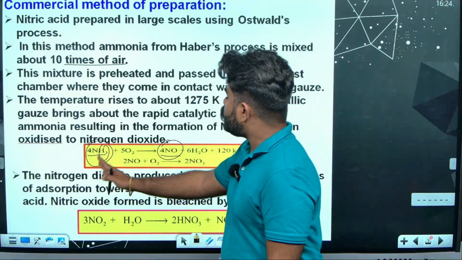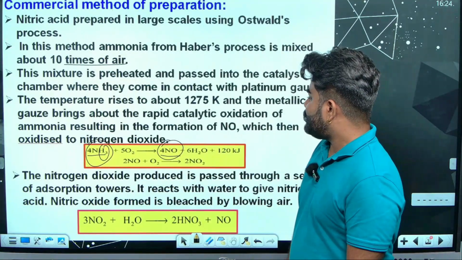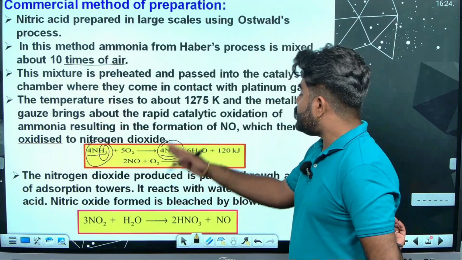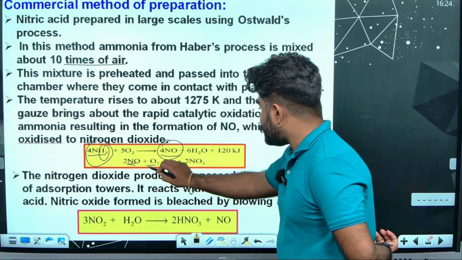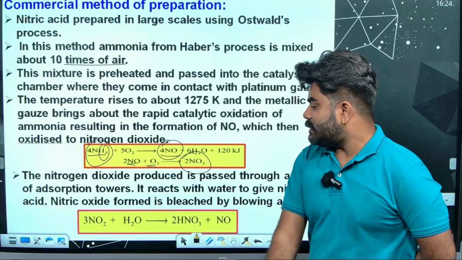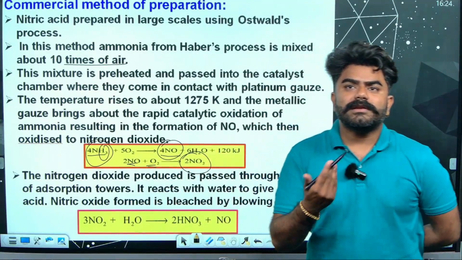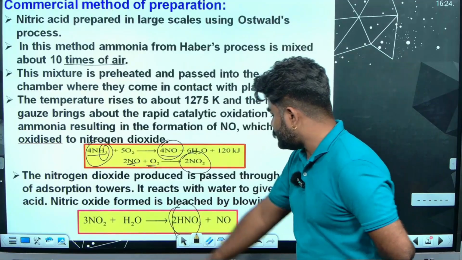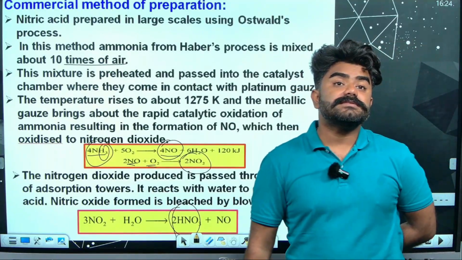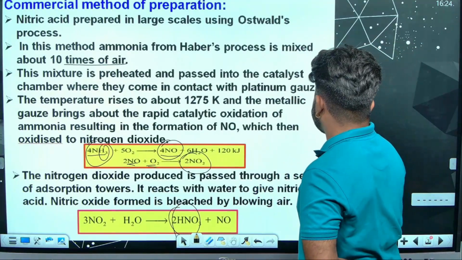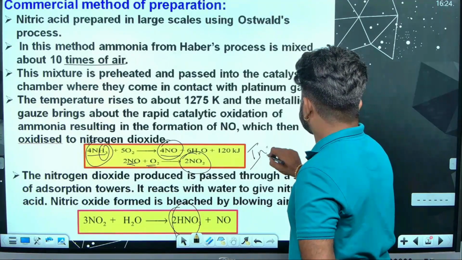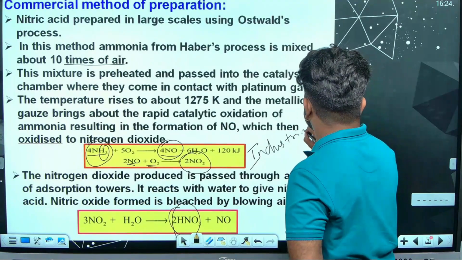So now ammonia is converted to nitric oxide. Further, the nitric oxide is oxidized to form nitrogen dioxide. Then when we dissolve the nitrogen dioxide in water, we get nitric acid as the product. So this is the industrial method of preparation or commercial method of preparation.